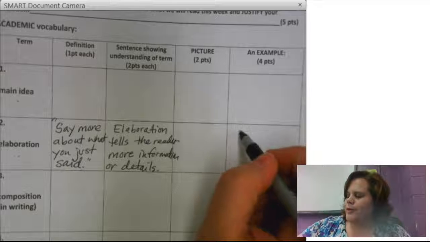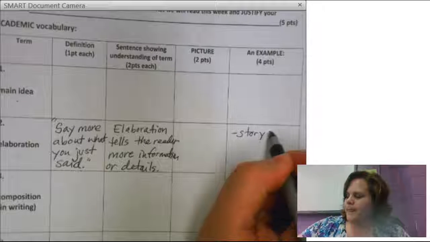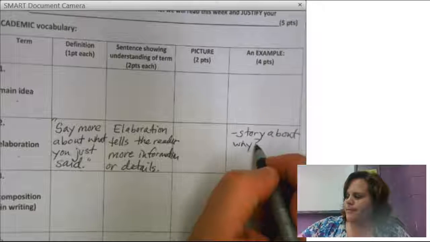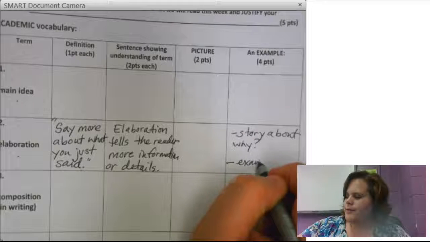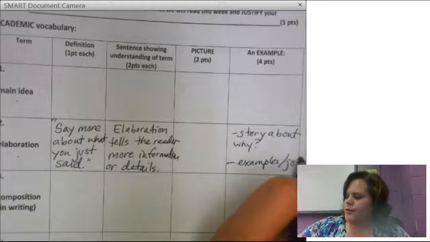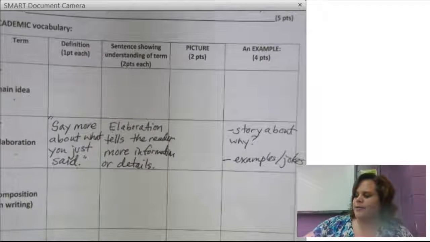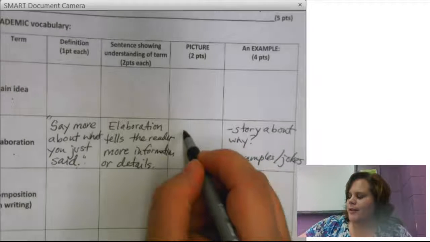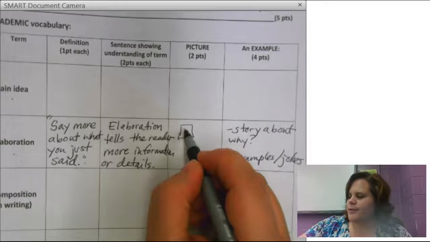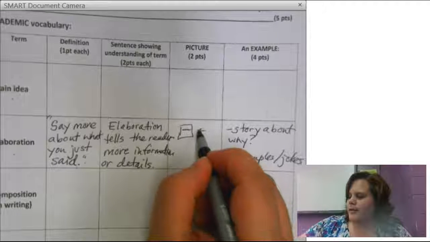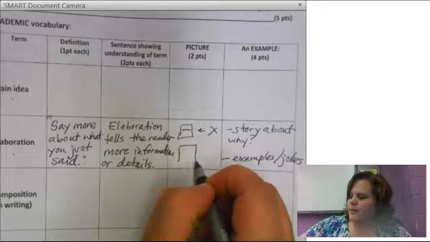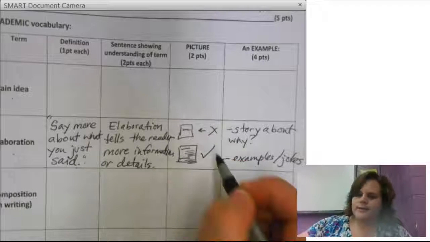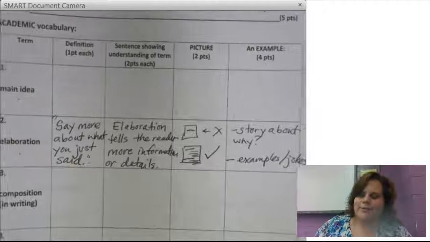An example of elaboration could be a story about why you like something. It could be examples. It could be jokes. It could be anything that's an actual more about what I just said. When I try to think of elaboration, I kind of think in terms of writing. So here's just like one statement. This is not elaboration. Here's a statement, and then details, and then another statement, and then details. This is elaboration. In my mind, that's how it looks.